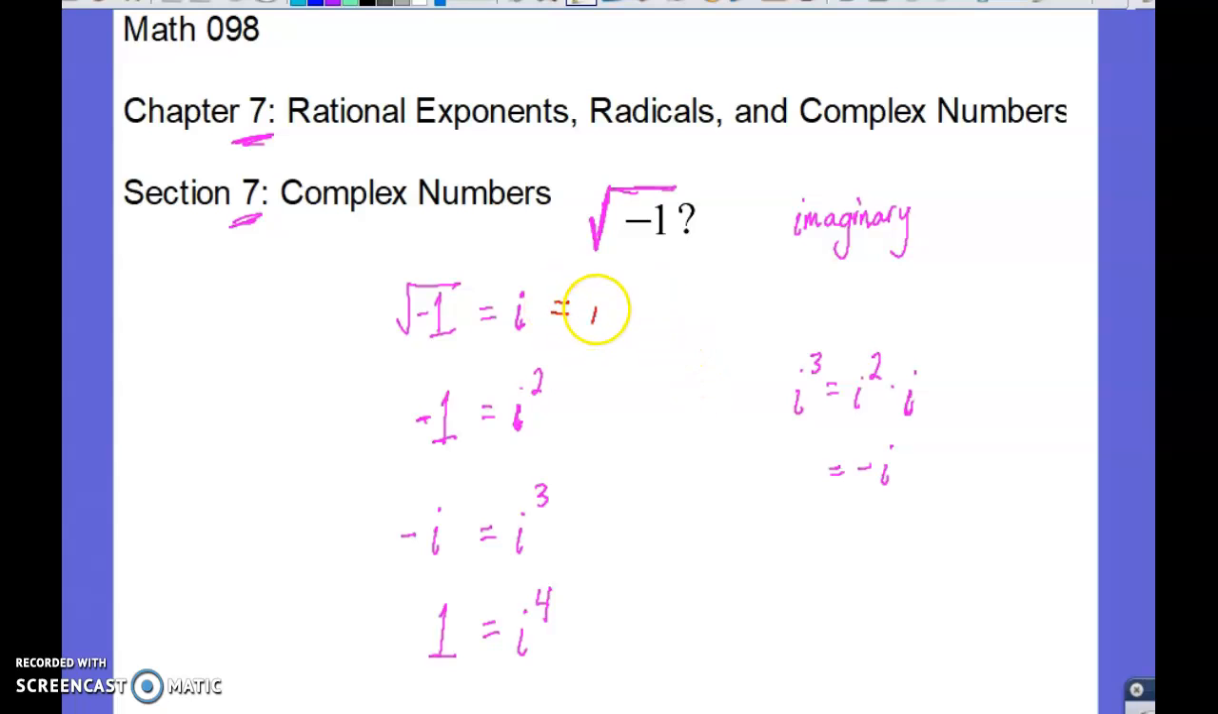And what's really interesting about this is i to the 5th power, if I keep going, is actually equal to i. You can think of i to the 5th as i to the 4th times i. Remember, you add your exponents, and i to the 4th equals 1. And so i to the 2nd equals i to the 6th. i to the 3rd equals i to the 7th. i to the 8th is equal to 1, or i to the 4th. And i to the 9th, we're back at the beginning. i to the 10th, i to the 11th, i to the 12th.